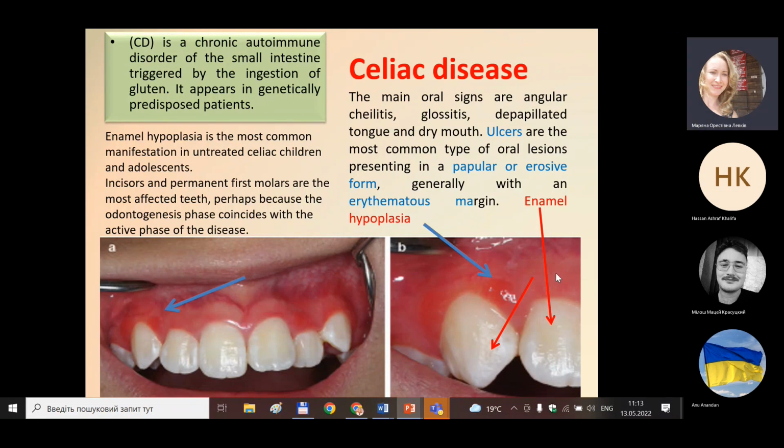And enamel hypoplasia of these patients is over here. And edematous margin of gums, papular and erosive type of gingival lesions. Enamel hypoplasia is the most common manifestation in untreated celiac children and adolescents. Incisors and permanent molars are the most affected teeth, perhaps because the odontogenesis phase coincides with the active phase of the disease.